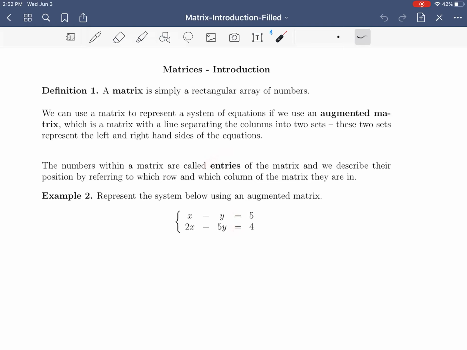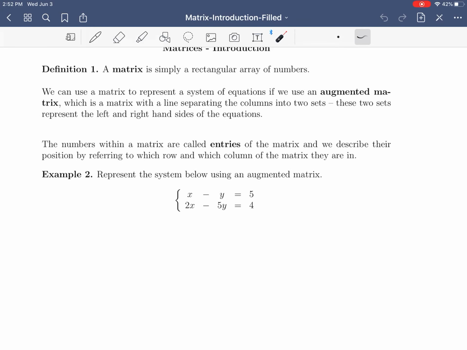The numbers within the matrix are called entries, and we describe their position. Like I said, their position is important. We describe their position by which row and which column they're in. Here we're just going to represent systems of equations using augmented matrices.